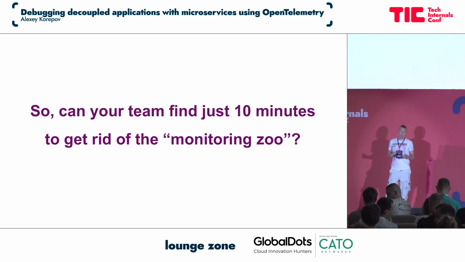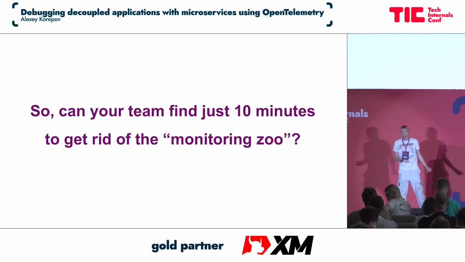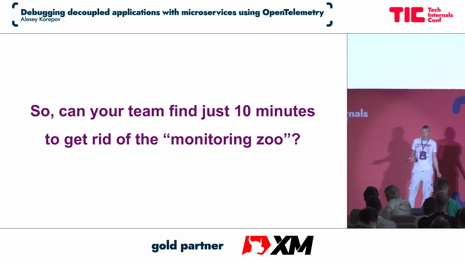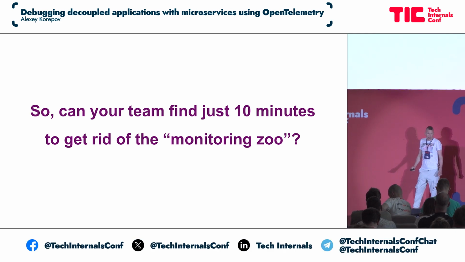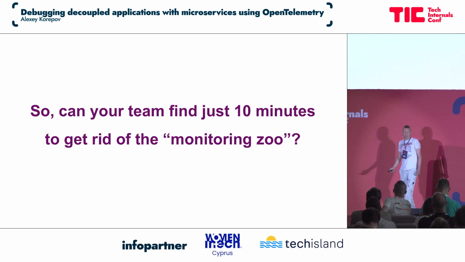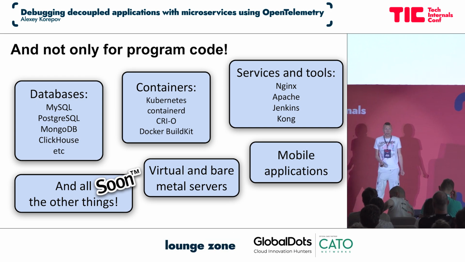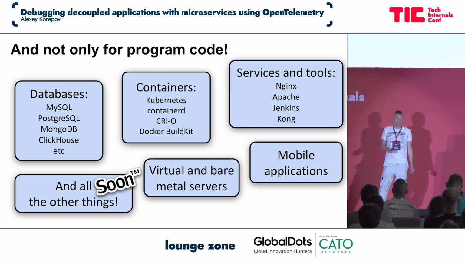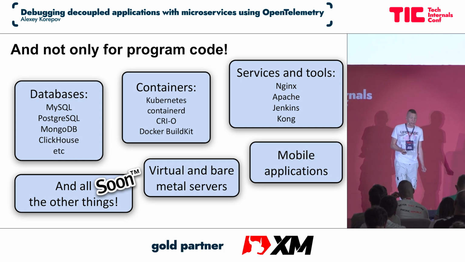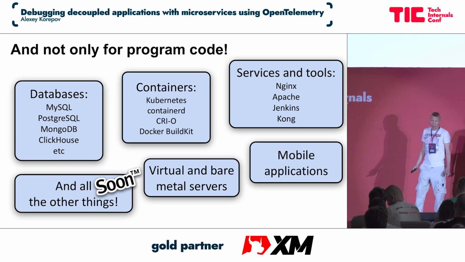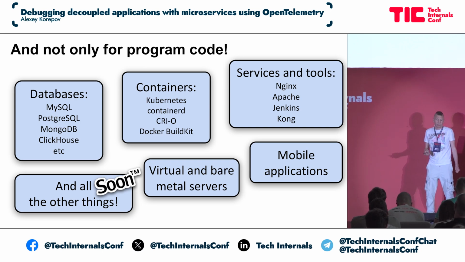And then when you are ready to get rid of Elastic, you can just shut down and remove their libraries and live only with OpenTelemetry servers. And actually, OpenTelemetry is not only for the program code, it's also for databases, so you can see the same traces for individual MySQL queries, PostgreSQL, MongoDB, and other databases. Also, it works for containers, for Kubernetes, Docker BuildKit.